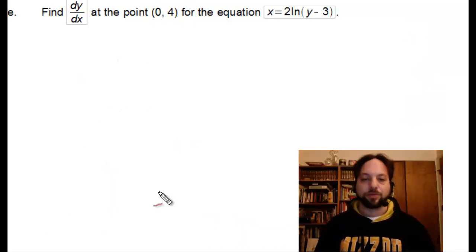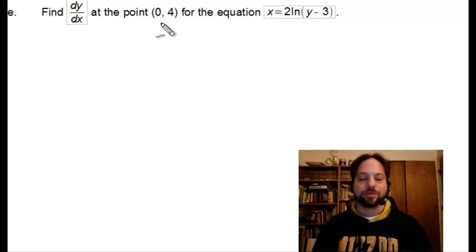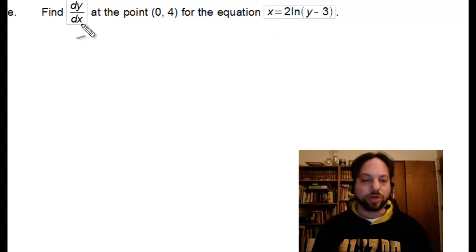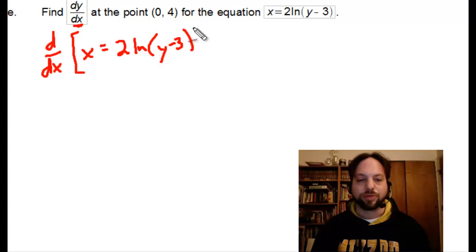In our final example, we're going to do something that's not entirely too difficult. We're simply going to try to find the derivative of this equation at this point (0, 4). Now, of course, to differentiate this equation, we're going to want to do this with respect to x, because you see we have dx on the bottom. So let me go ahead and write this problem as differentiating with respect to x the equation x equals 2 natural log of y minus 3.